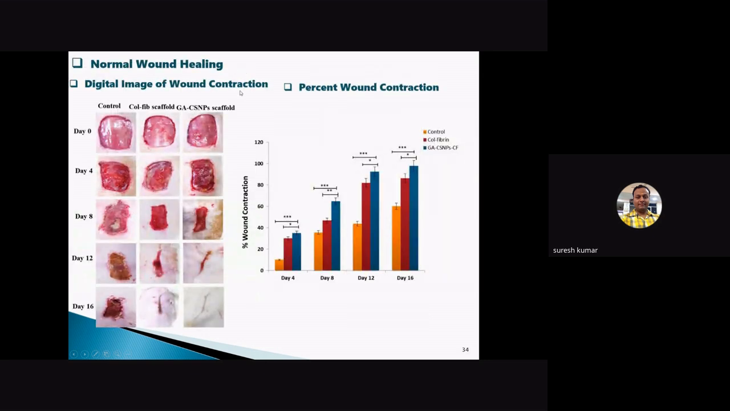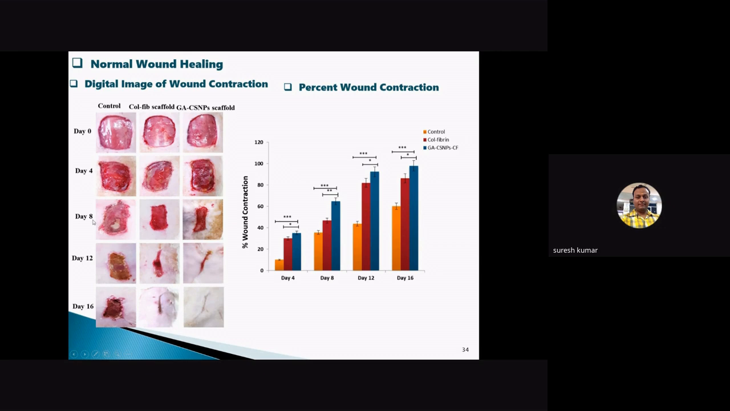So, based on these in vitro data, we move to the preclinical study. We used a Wistar albino rat model where we anesthetized the animals and created a 2 × 2 centimeter excision wound model. Here, this is the control on day 0, the collagen fibrin scaffold control model, and the gallic acid plant paniculol containing chitosan nanocomposite scaffold.